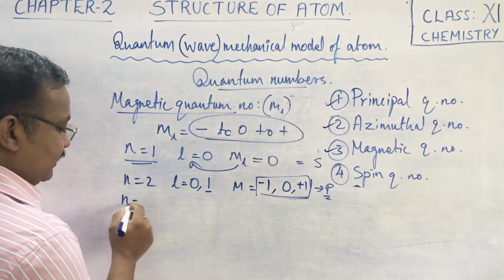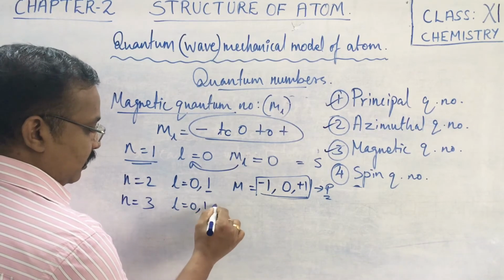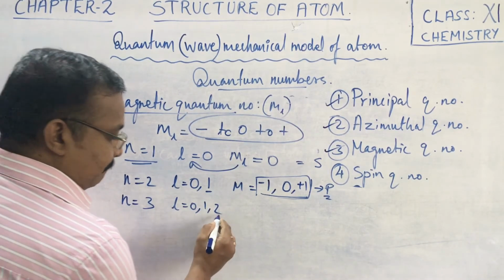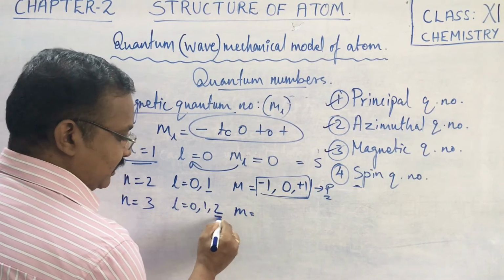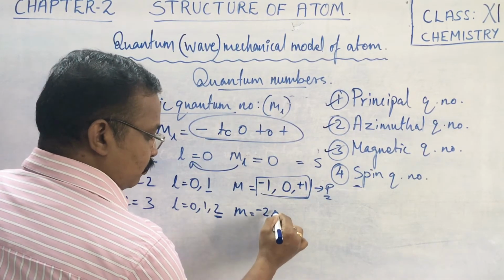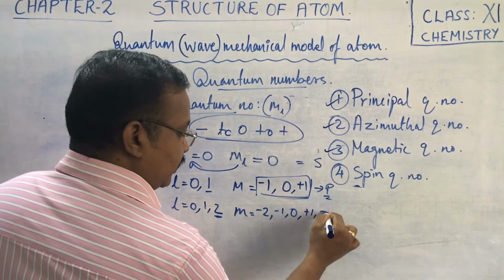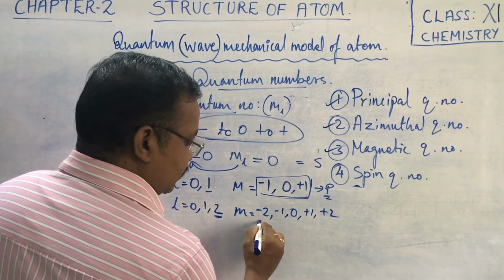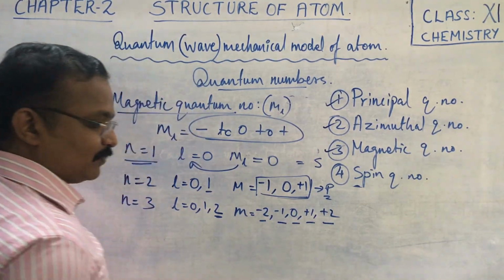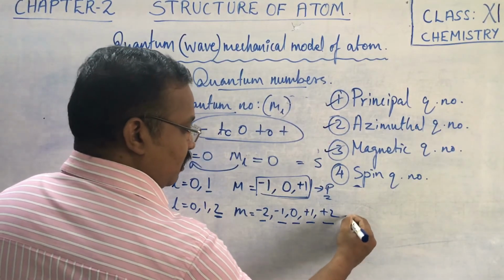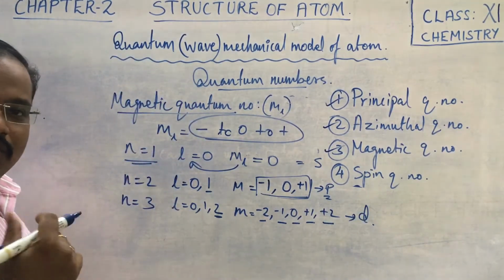Now, when n is equal to 3, L can have values 0, 1 and 2. It means m values will start from the highest one, that is minus 2, minus 1, 0, plus 1, then plus 2. How many come? 1, 2, 3, 4, 5 values. Five values represent 5 orbitals only. So that is our d orbital which can also be found.